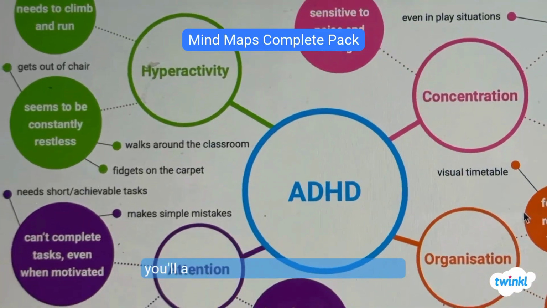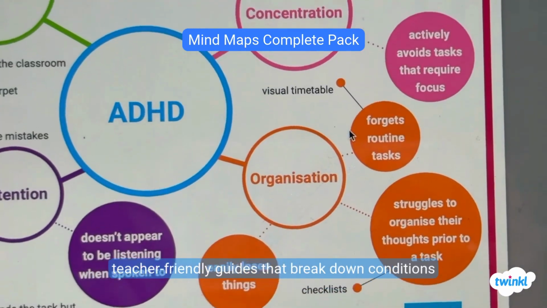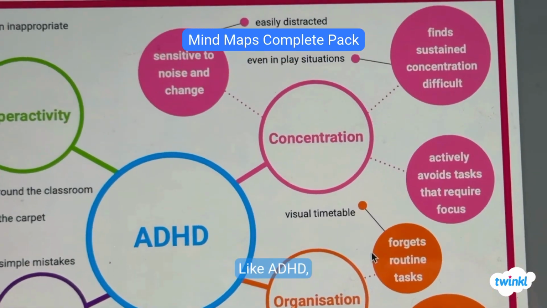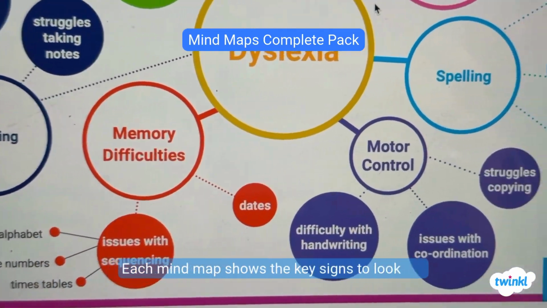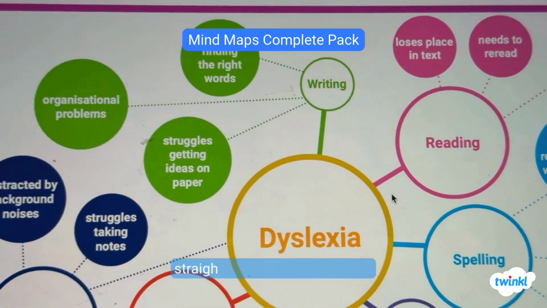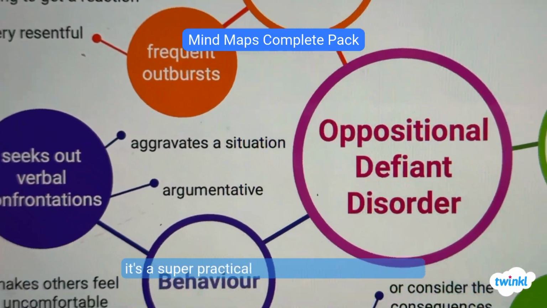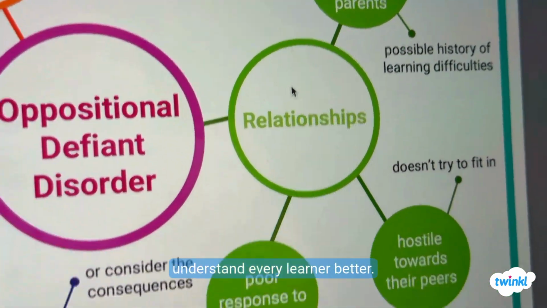In this bag, you'll also find a set of mind maps, clear, teacher-friendly guides that break down conditions like ADHD, autism, dyslexia, and more. Each mind map shows the key signs to look for and simple strategies you can use straight away in the classroom. It's a super practical toolkit that helps teachers understand every learner better.